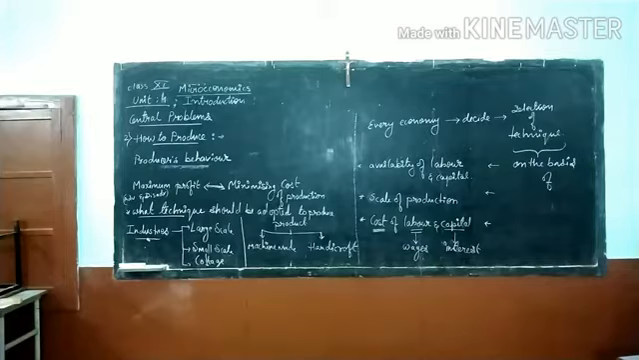The economy has to decide about the technique of production on the basis of 3 points. First, availability, second, cost of labor and capital, and third is scale of production. So this is all about the technique of how to produce. The selection of technique for the production, and the problem, that is how to produce.